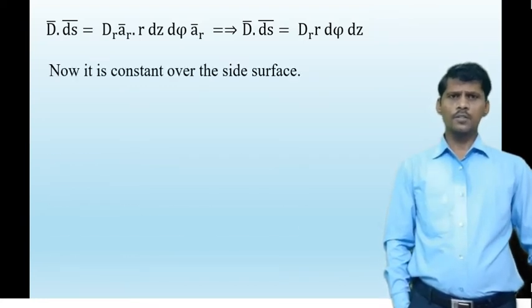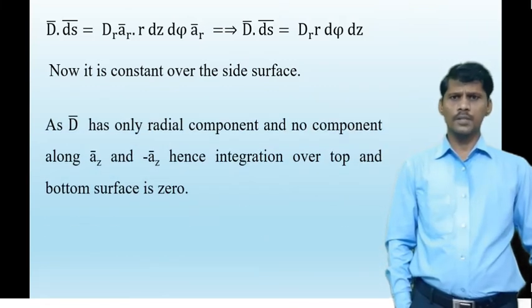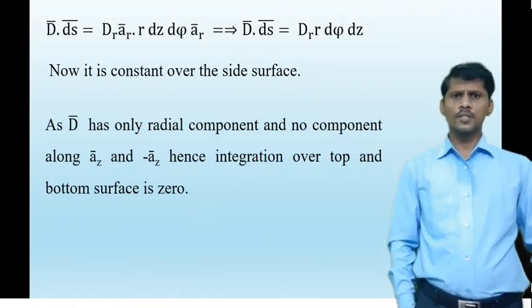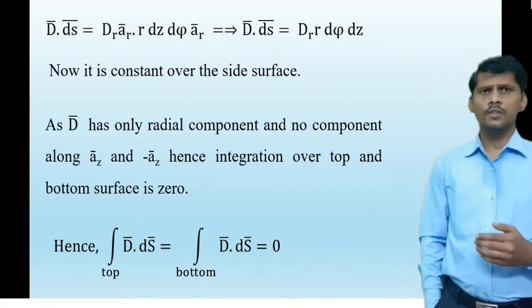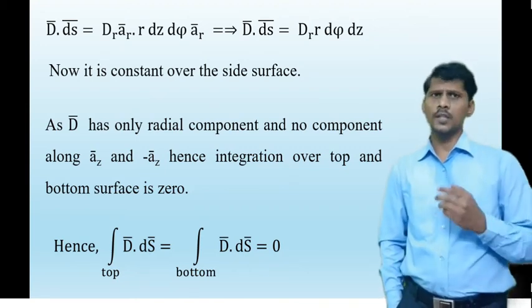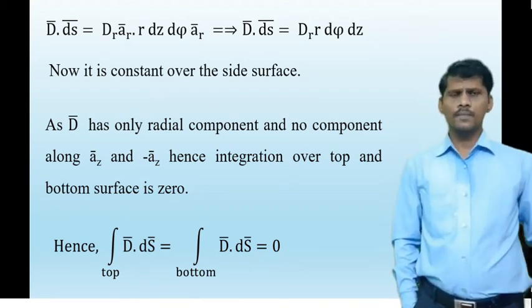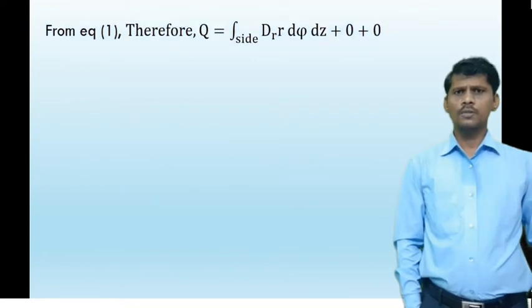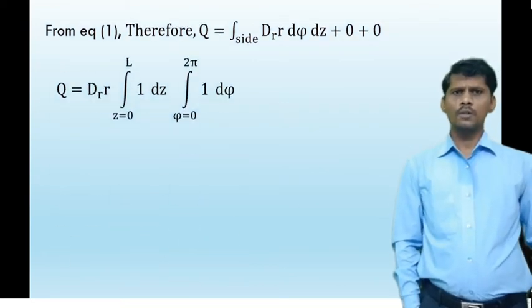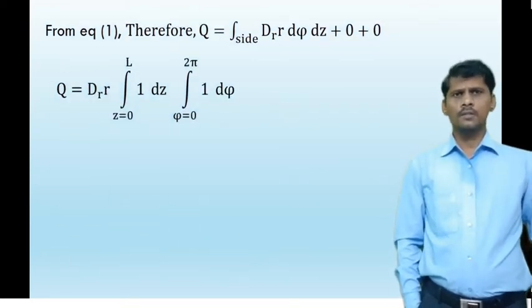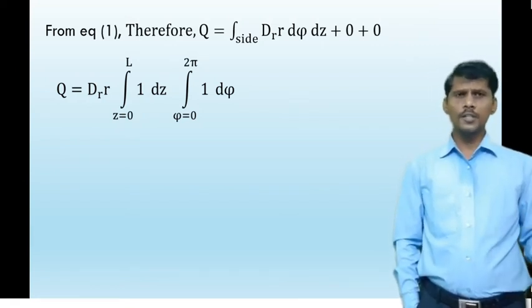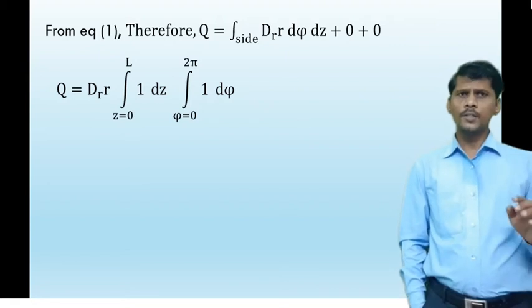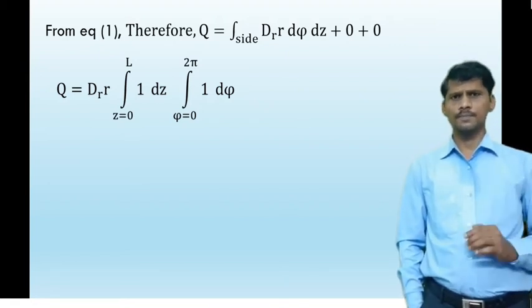Now it is constant over the side of the surface. As the electric flux density is varying only in the radially outward direction, on the top of the surface and the bottom of the surface there is no electric flux density. So therefore, Q is equal to the integral over the lateral part of the surface of D bar dot ds bar, which is Dr into r d phi into dz.